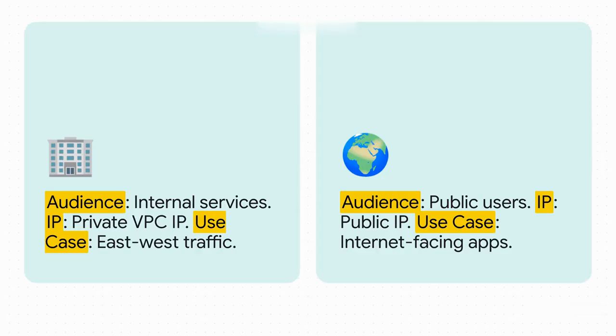And it gets even better. You get to choose what kind of load balancer you want. With literally one line of configuration, you can tell GKE, hey, I need an internal load balancer with a private IP for my backend services. Or, nope, give me an external one with a public IP for the whole world to see. It's that simple, and it's incredibly powerful.